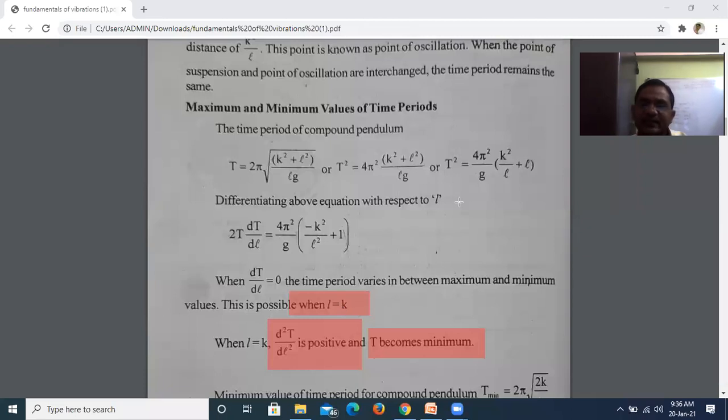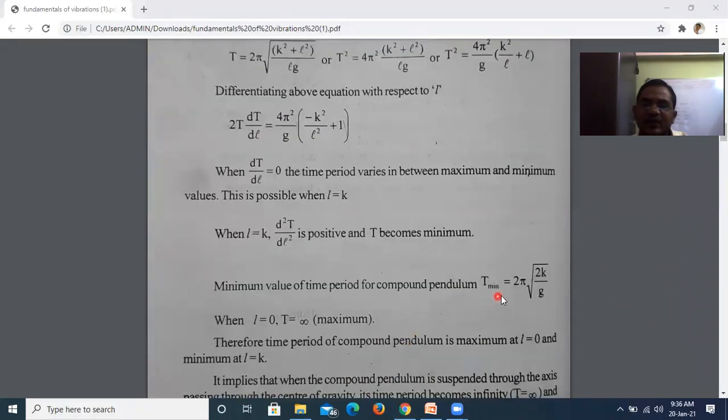So substituting l is equal to k here, what do we get? 2 pi root of k square plus k square by L, square plus L square by LG. So 2L square by LG, one L cancels, we get 2L by G. Then by substituting that, you can write the expression T minimum equal to 2 pi under root of 2k by G. In the time period formula, substituting k equal to L, you will get the formula 2 pi under root of 2k by G. This is one case, sir.